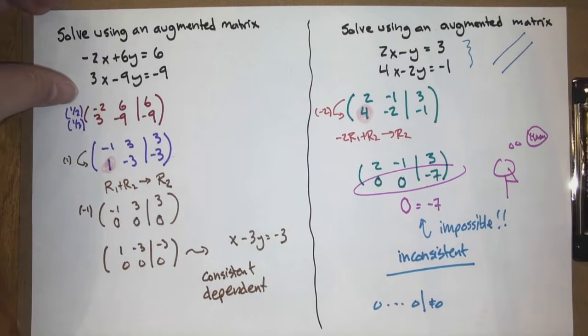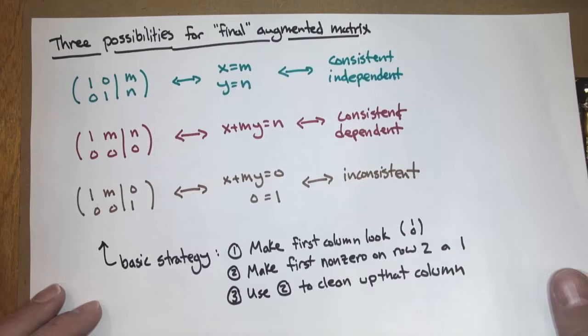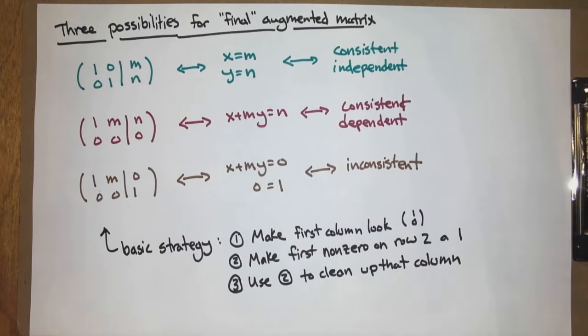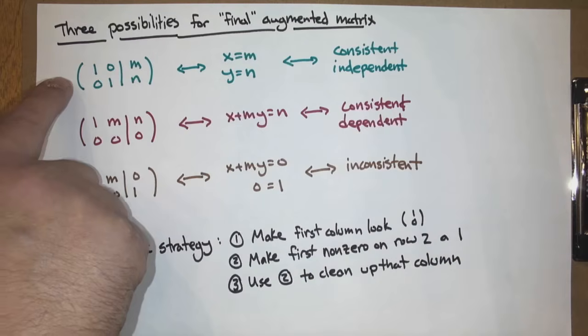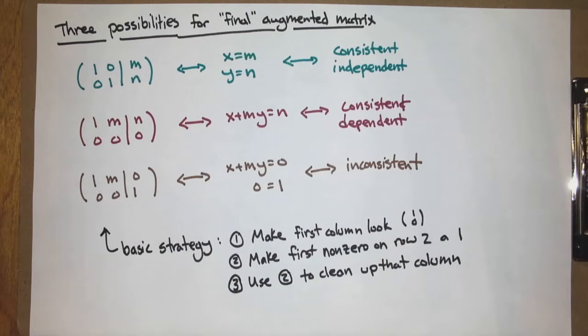So, in general, when it comes to the augmented matrix, there are three possible things that can happen. One thing is you can end up with the nice 1, 0, 0, 1, m, n, and then you just read off, oh, the first row tells you the first variable, the second row tells you the second variable. It's consistent, it's independent. You have solutions.